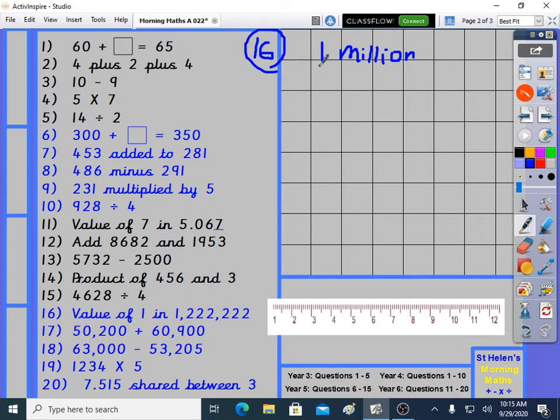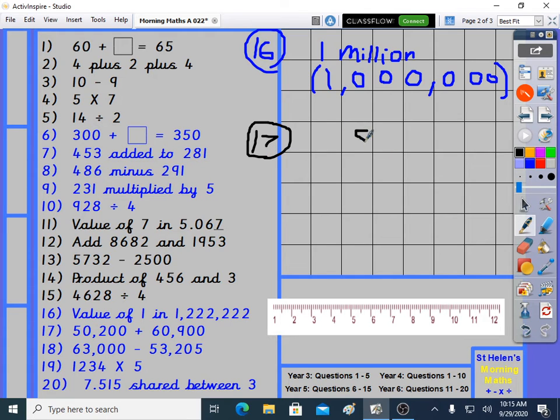Now, if you want to know how to write a million, it's 1 and change everything else to zeros. 1, 2, 3, 4, 5, 6 zeros. 1 and 6 zeros. There's the millions comma. There's the thousands comma, but there's nothing to say anywhere near the thousands, so we don't need to even say it. We just say 1 million. That's question 16. Now question 17.